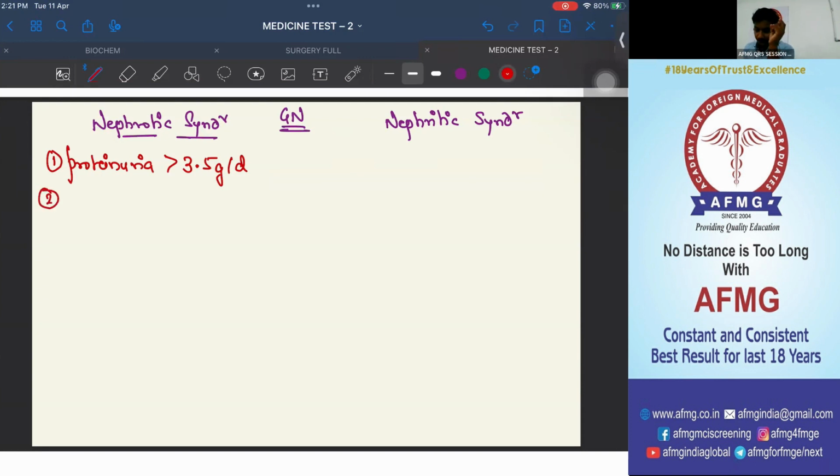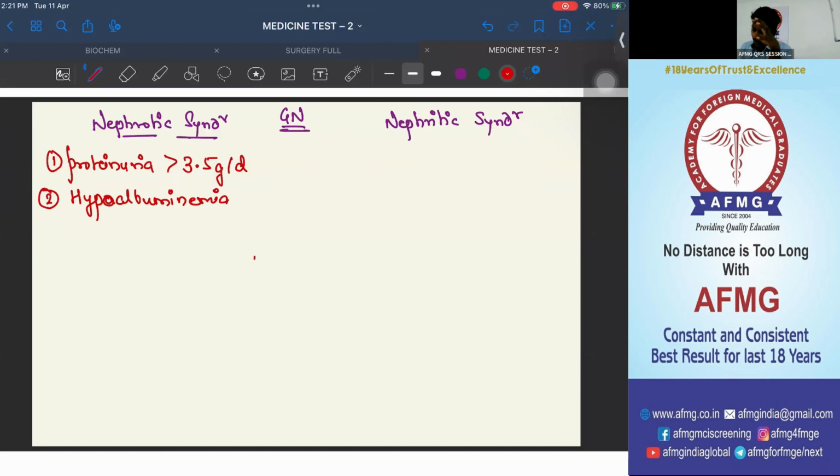Second feature, what is it? Now, the major protein which is lost from the blood is definitely the most abundant plasma protein. Which one is that? Albumin. So the major protein which would be lost in the urine would also be albumin. So there would be more and more loss of albumin inside the urine. That will decrease the levels of albumin in the blood, causing hypoalbuminemia in the patient, right?